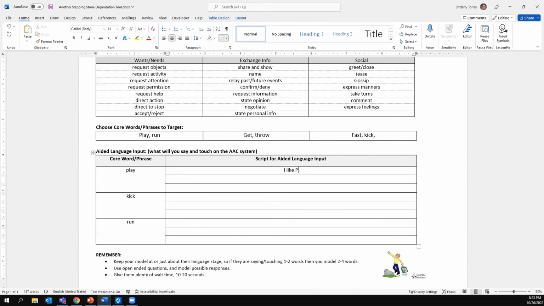Yeah, maybe that comment. I like playing ball. Look. Hey, the boy is playing ball, yeah. Maybe who is kicking? That's that open-ended question. Who is kicking the ball? Or who is throwing the ball?